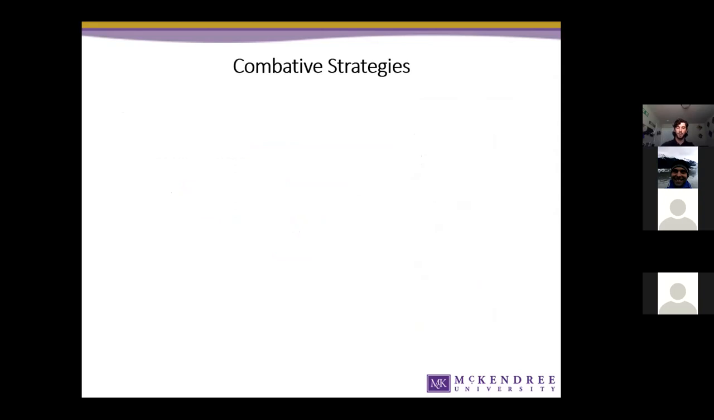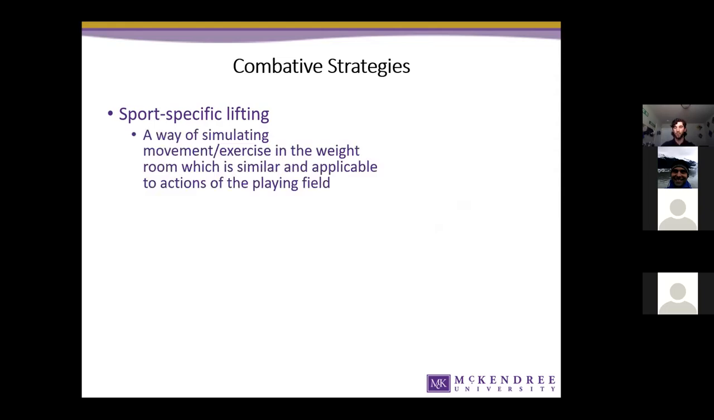So we know what these are, right? How can we stop that? How can we be competitive? The biggest and likely most important thing that I have seen through all of this research is the concept of sport-specific lifting. So what is it, right? Sport-specific lifting is a way of simulating movement or exercise in the weight room, which is similar and applicable to actions of the playing field.